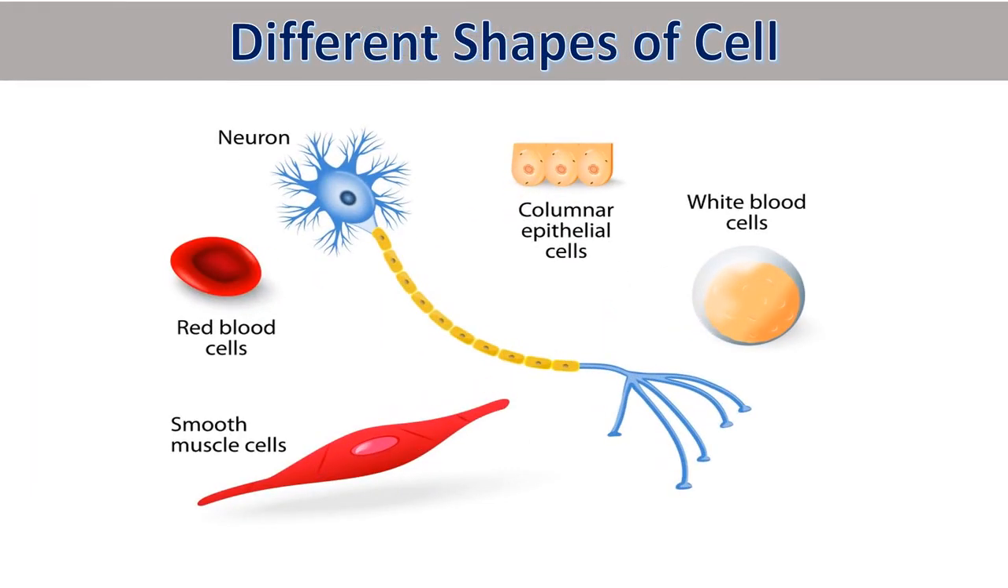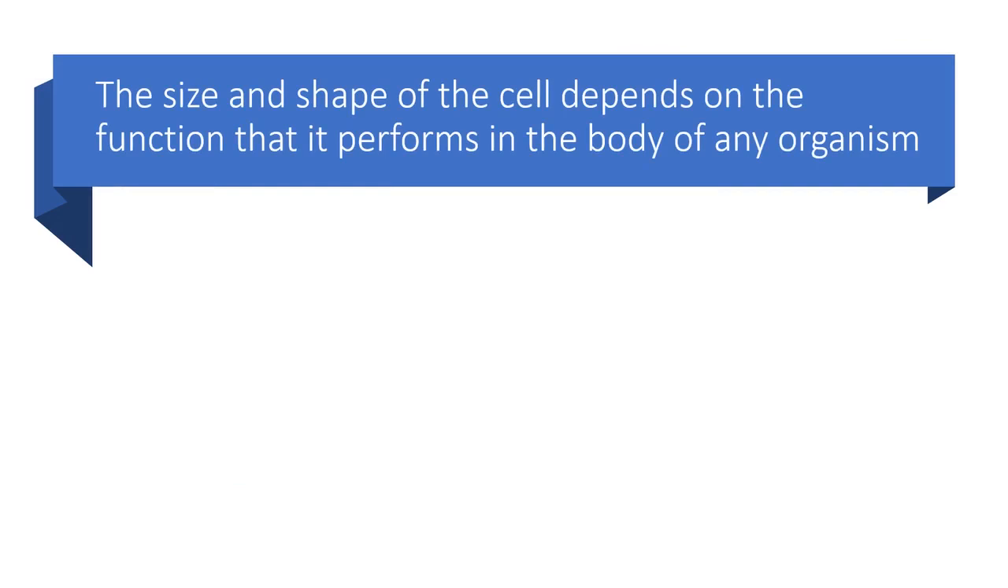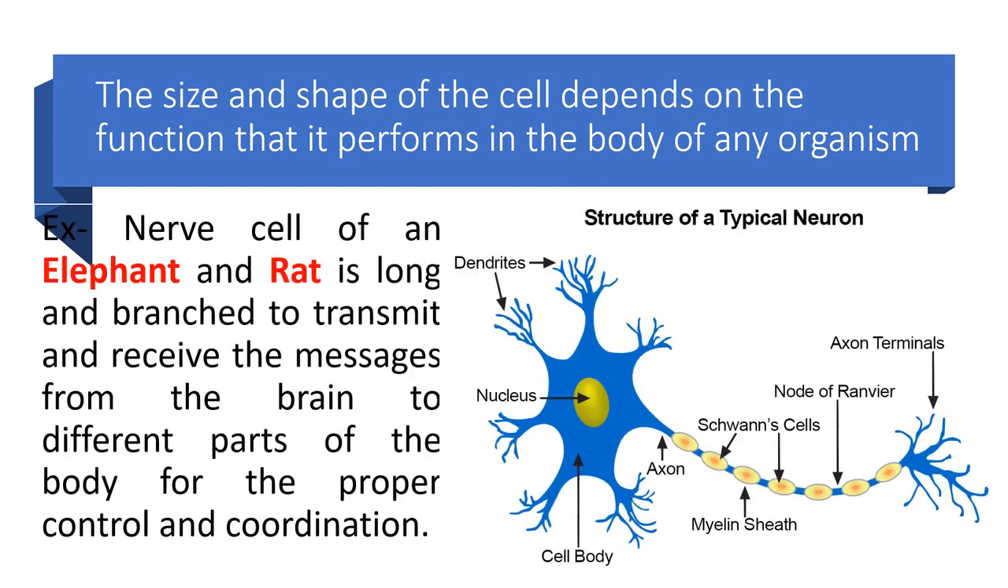Children, usually the cells are round, elongated, irregular, or spherical. Some cells also exhibit spindle shape. But do you know on which factor the size and shape of a cell depends? The shape and size of the cell depends on the function they have to perform in the body of an organism. Let's understand this with an example of nerve cell.